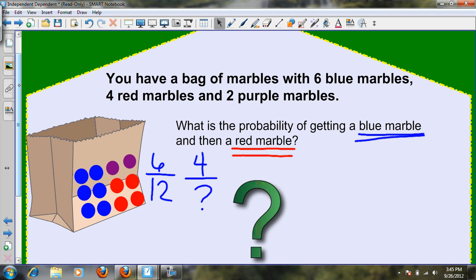Well, if I don't replace my blue marble, then it is 4 out of 11. If I do replace my blue marble, then it's 4 out of 12. We will talk about this as we talk about independent and dependent events.